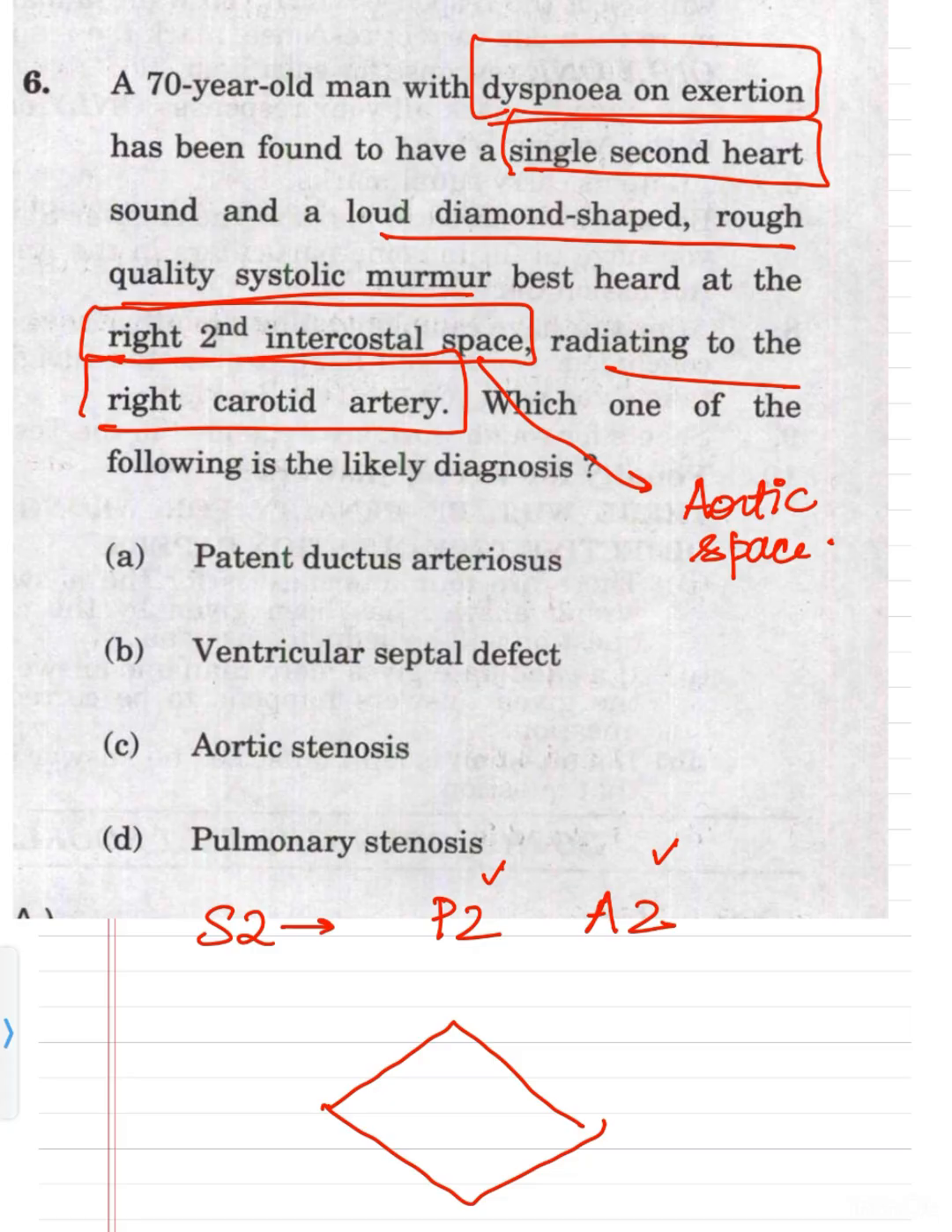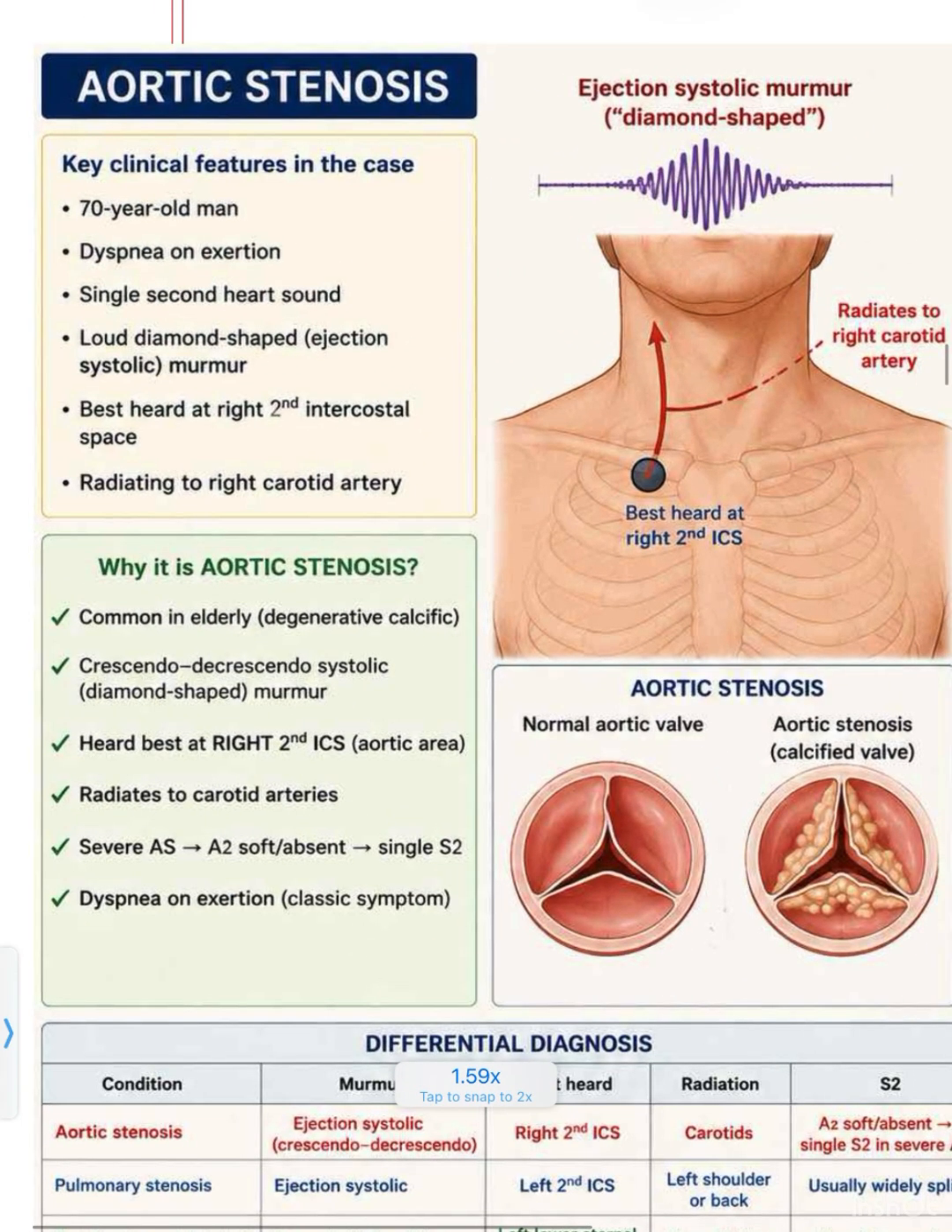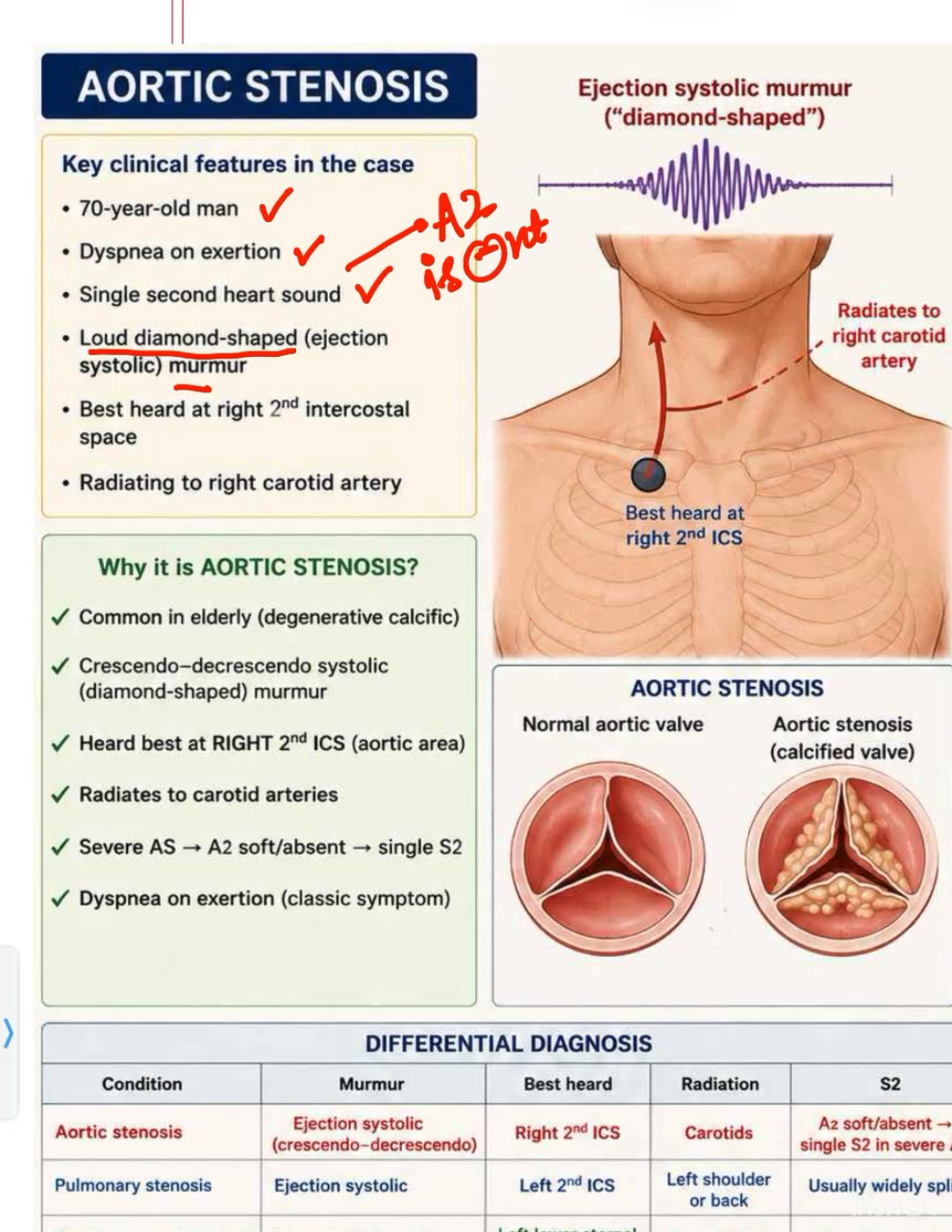So which one of the following is likely? This is aortic stenosis. So the answer will be aortic stenosis. Now, seeing the question, what are the features? Which is the key clinical feature in this case? There is a 70-year-old man, dyspnea on exertion. This single second heart sound means A2 is absent. Why is there a single second heart sound? Because A2 is absent. There is a loud diamond-shaped murmur, and the type of murmur is ejection systolic murmur.